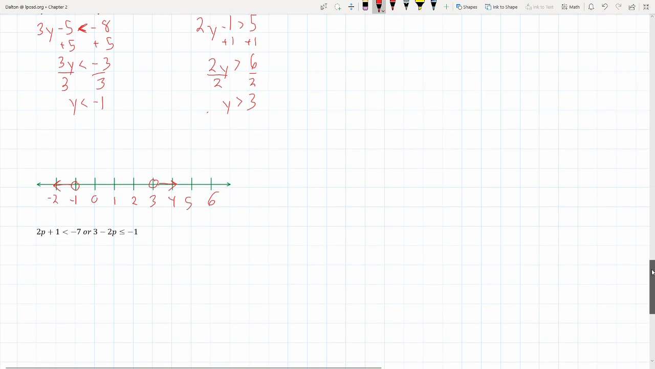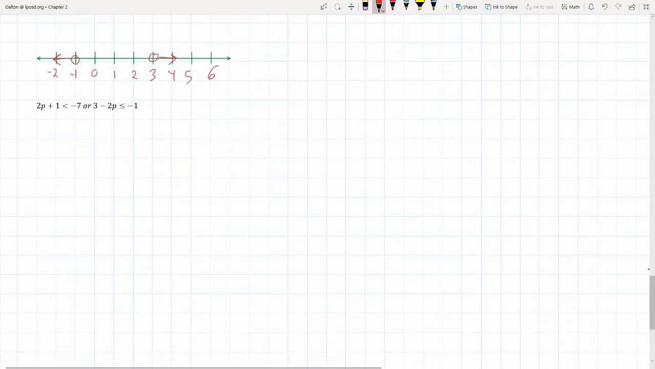All right, let's do one more. This should be the end, I believe, of the notes once I finish this one. Okay, so I have 2p plus 1 is less than negative 7, and I have 3 minus 2p is less than or equal to negative 1.